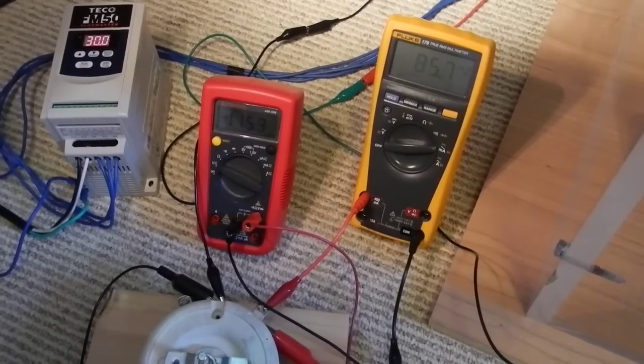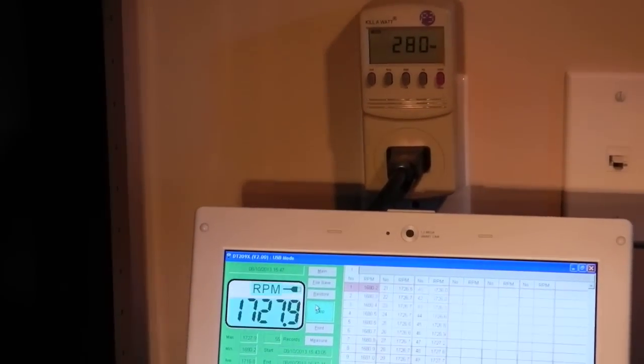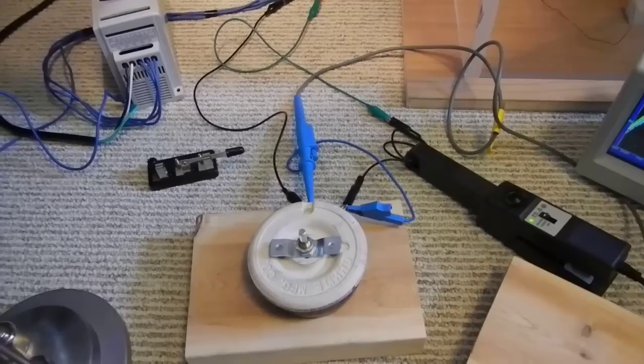So now we're going to take a look at what our speed is and our input power to the prime mover. Okay, so our input power to my prime mover is about 280 watts.